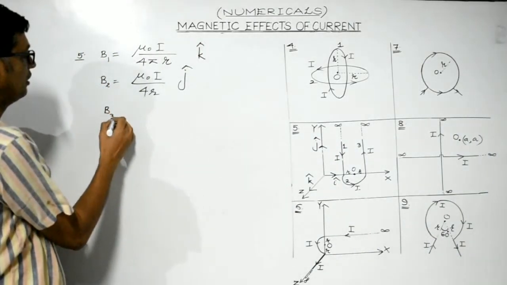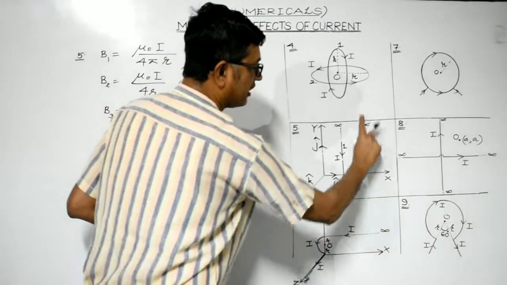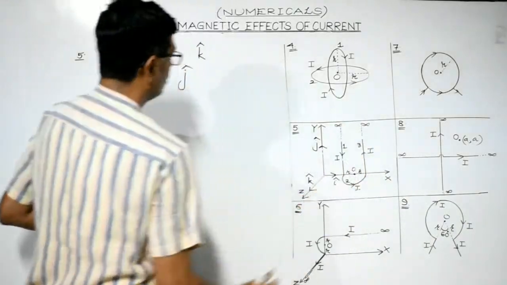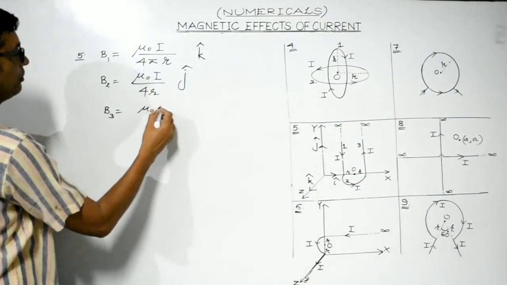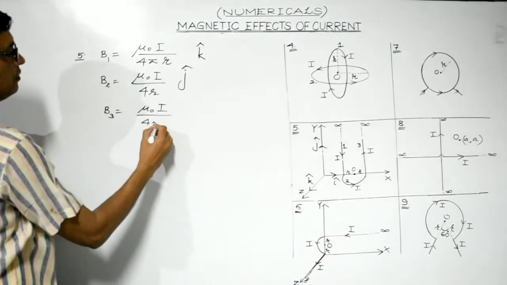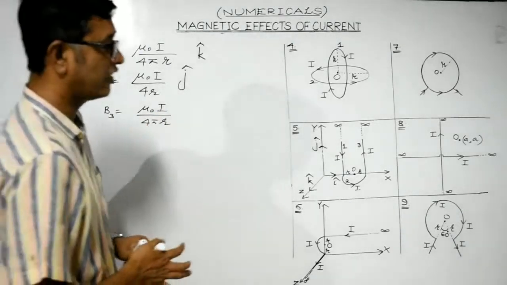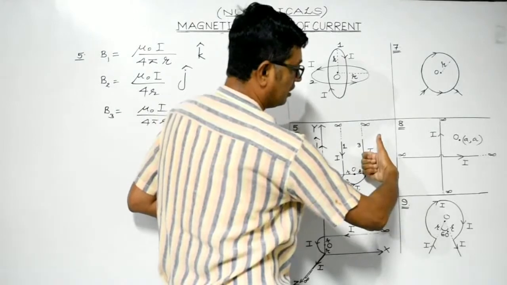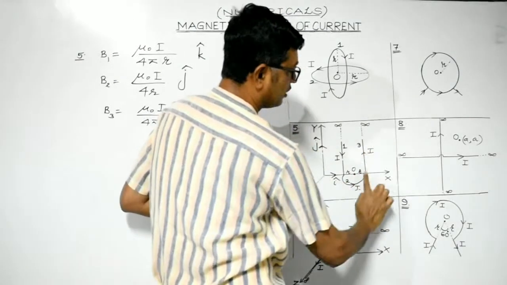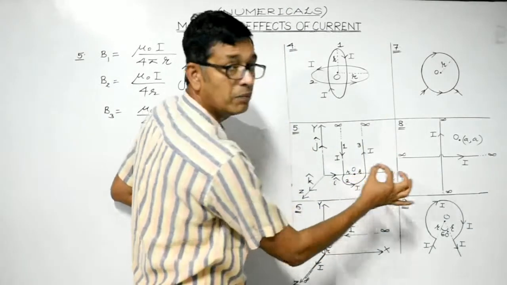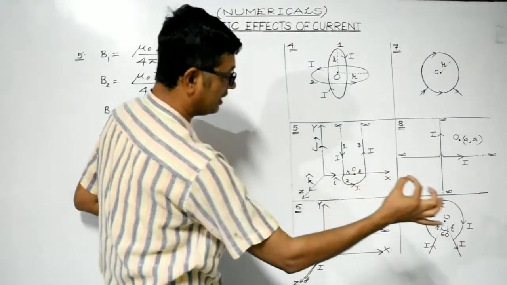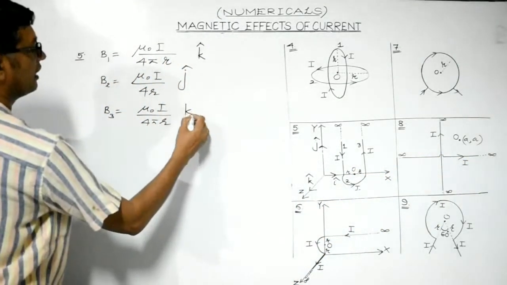Now what about B3? B3 is again due to a straight portion, so the magnitude will be the same as that of B1. And what about the direction now? Look over here. From point O again, the field lines due to this third section will appear to come out, along this z axis. That is, it will be k cap.